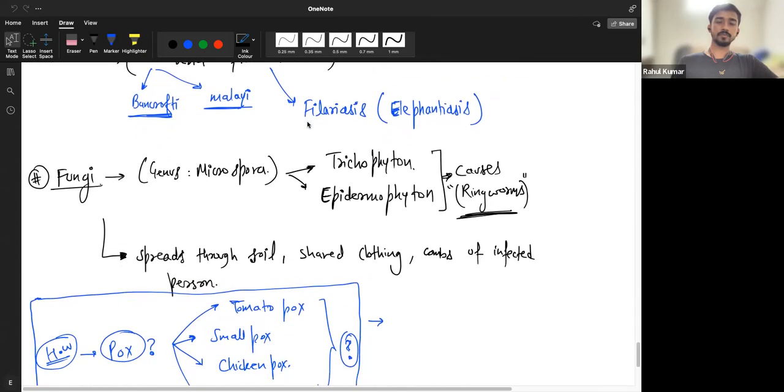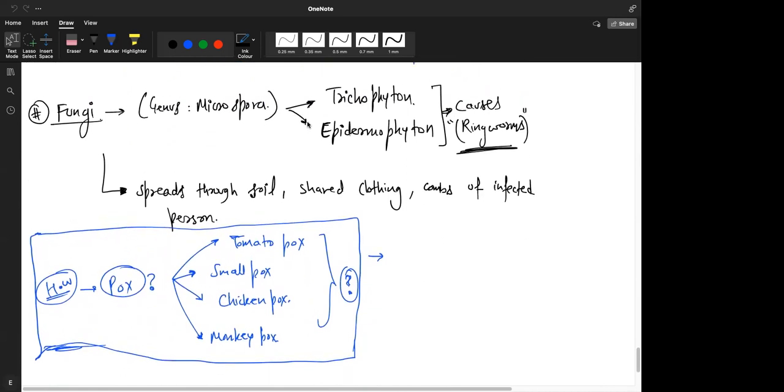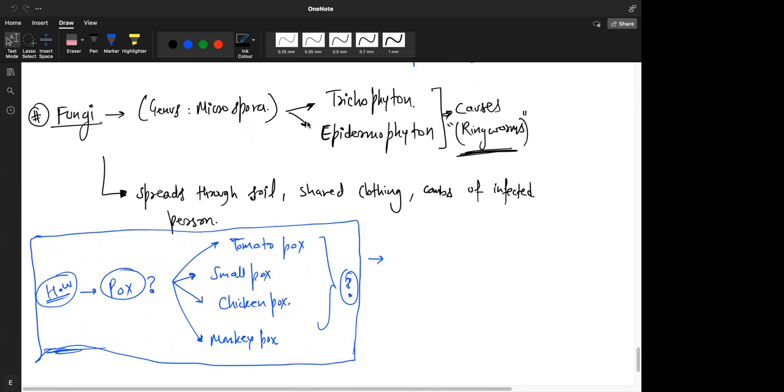Then we also studied some fungi. We did Trichophyton and Epidermophyton, which cause ringworms. This is a fungal genus. The symptoms are scaly lesions, and heat and moisture can help them grow more. It can be spread by soil, shared clothing, and combs of the infected person.